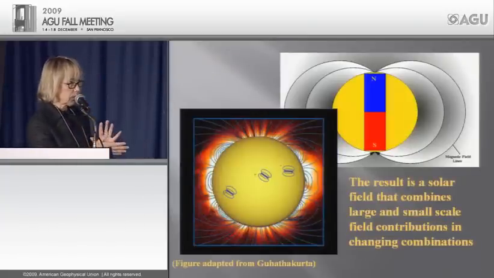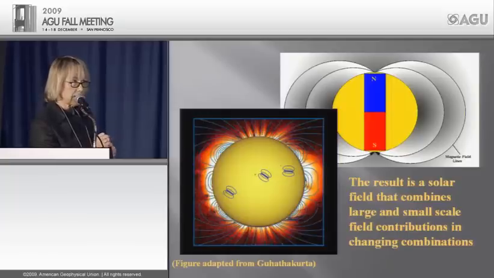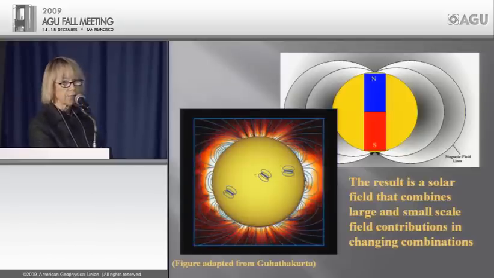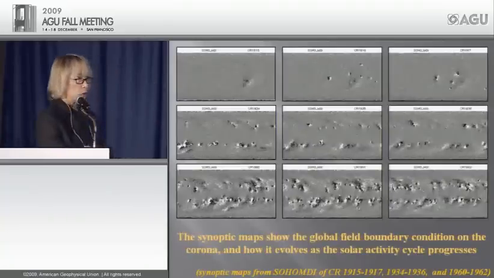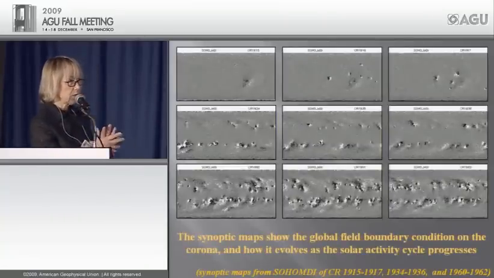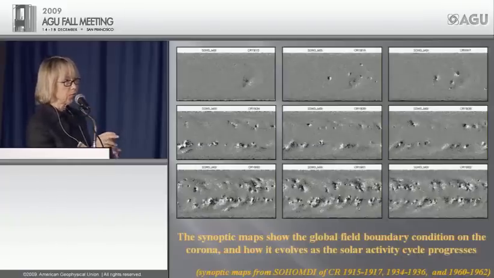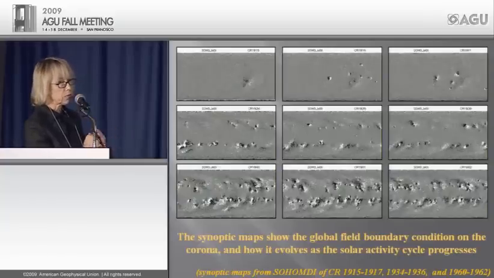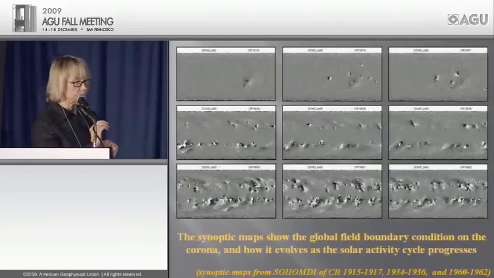Now, what we end up with is a solar field that combines large and small scales. There's the largest dipolar contribution illustrated on the right, and the smaller scales from the active regions can make many high orders of spherical harmonic contributions. And what we end up with are maps of this kind of the global field of the sun, which are really what we care about in the interplanetary medium. These are the boundary conditions on the corona, and these are the things that cause us to have positive and negative fields in the heliosphere and open and closed field regions that are arising from certain portions of the sun.